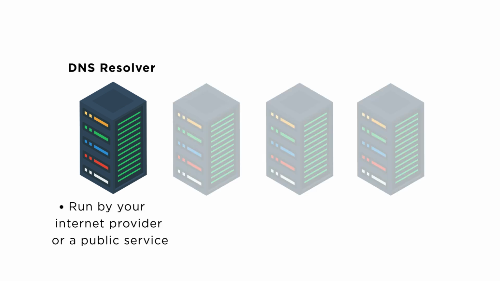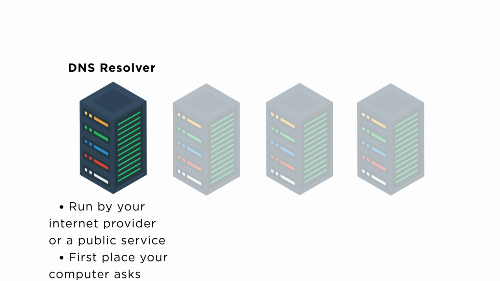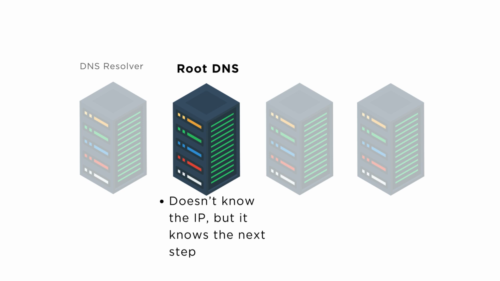A DNS resolver is usually run by your internet provider or a public service like Google DNS. If you have ever set your DNS to 8.8.8.8, you've set it to Google's DNS resolver. This is the first place your computer asks to see if it knows the IP address of the domain name you searched for. If the resolver doesn't already know the answer, it will ask the root DNS server.